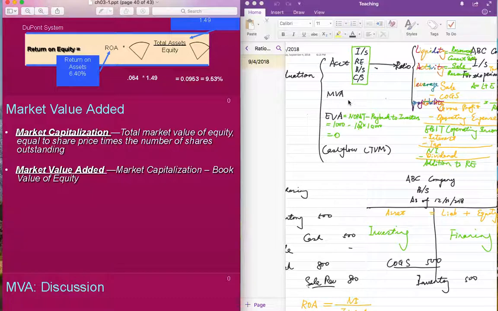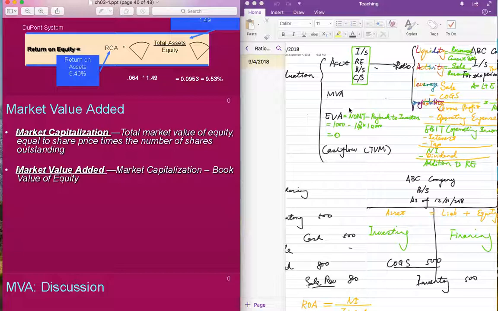Value stocks are those stocks that tend to have a lower market value added. Glamour stocks tend to be those companies with market capitalization much greater than the book value of their equity. So this market value added indeed shows us how the market sees our firm. Okay, it's an important perspective. It's not accounting, but it's very important.